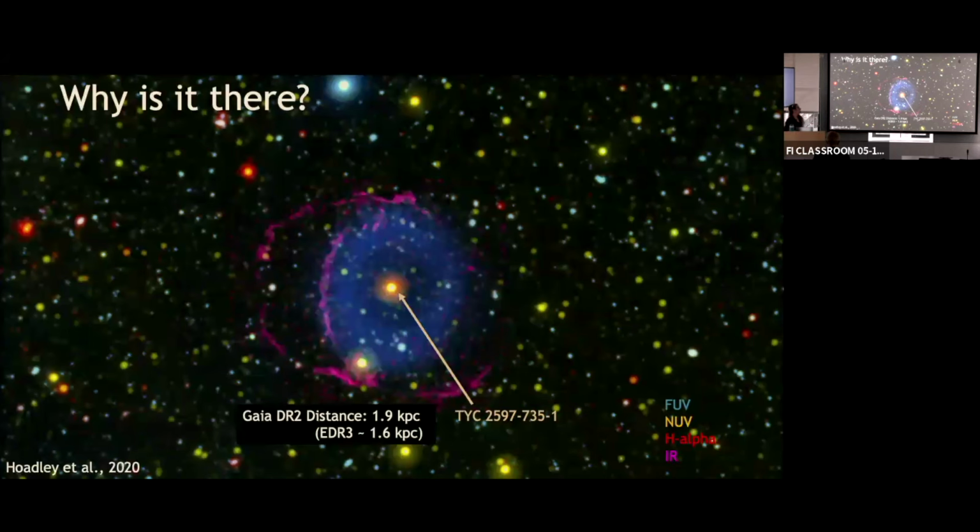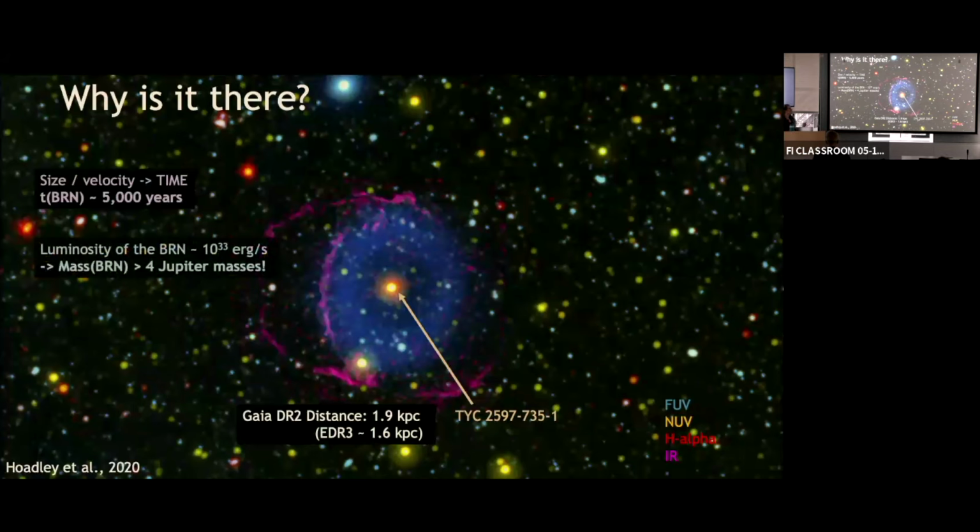It's a lot. But we can start to gather some information about it. We can, for example, get the distance, and the distance from the Gaia data release 2 and data release 3 are pretty consistent. It's about 1.5 to 2 kiloparsecs away. Using that information and the size of this object on the sky, we can take a rough estimate of the velocity, say 400 kilometers per second, to trace back the time that this might have started. And we come up with about a 5,000 year start time. So whatever happened to create this nebula seems to have happened about 5,000 years ago, give or take.